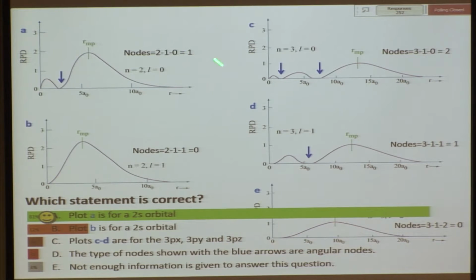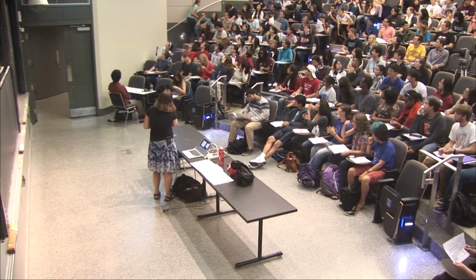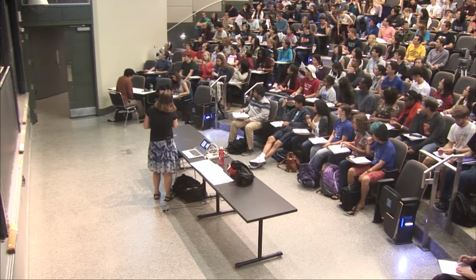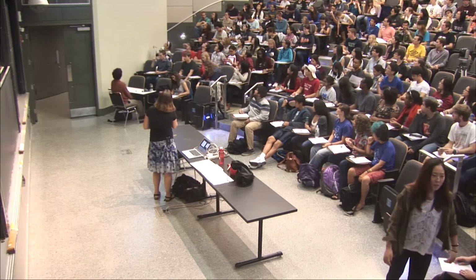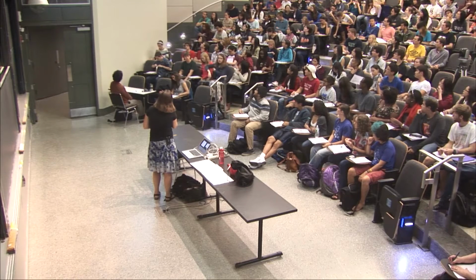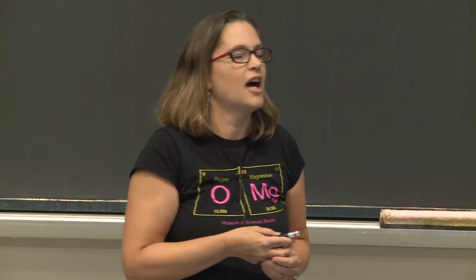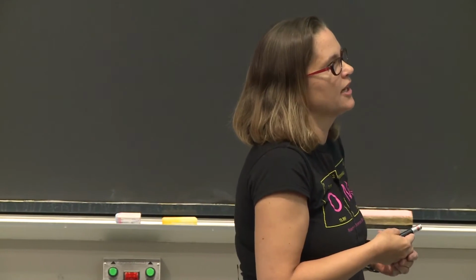What kind of orbital was in plot C? This was a 3s, L equals 0. And then this is a what? 3p and L equals 2? Louder. D. Right. So do 3px, 3py, and 3pz have different plots? No, they wouldn't have different plots.